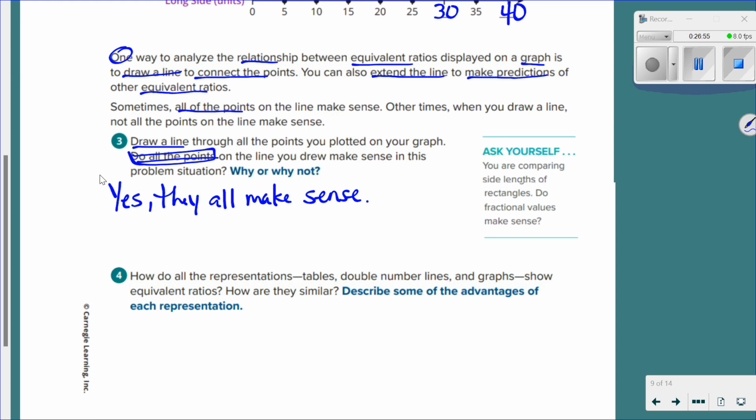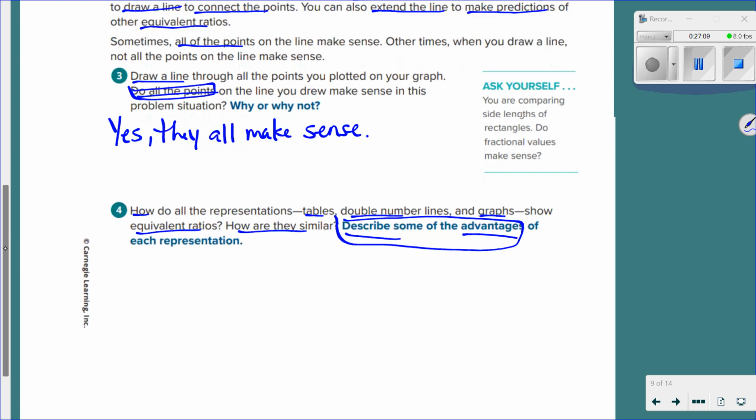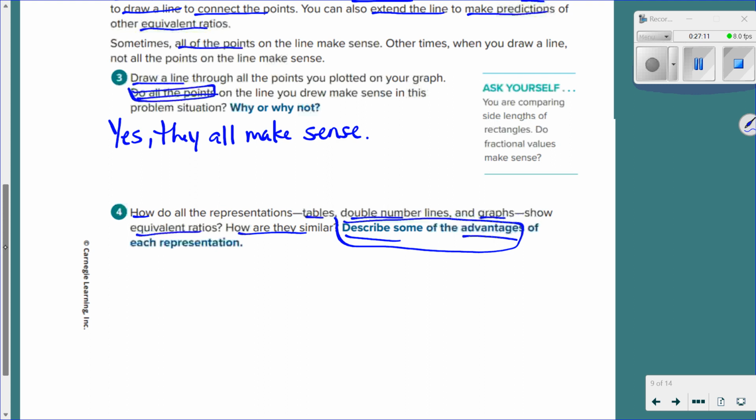Okay. How do all the representations, tables, double number lines, and graphs show equivalent ratios? How are they similar? And describe some of the advantages. I'm going to focus on this last part because I think we've gone through them all. You guys can see that they all have those ratios in there at some point. It's listed on the table. It's listed on the double number lines. It's listed on the axes of the graph.